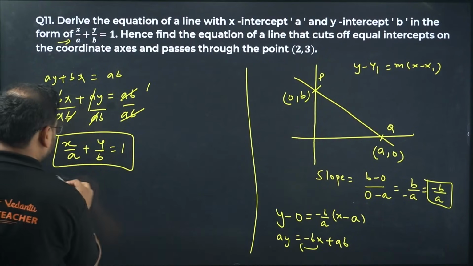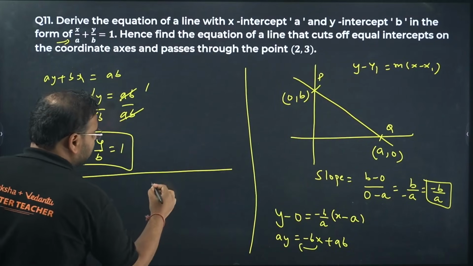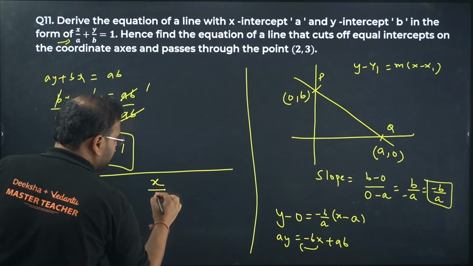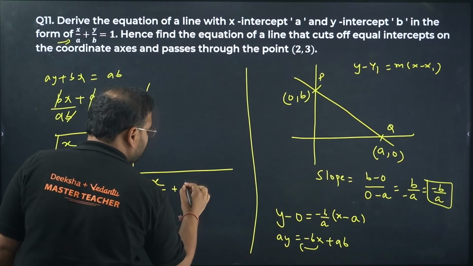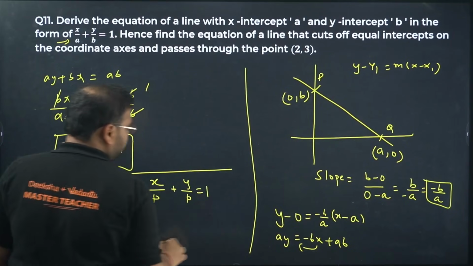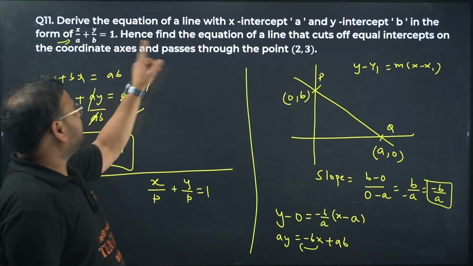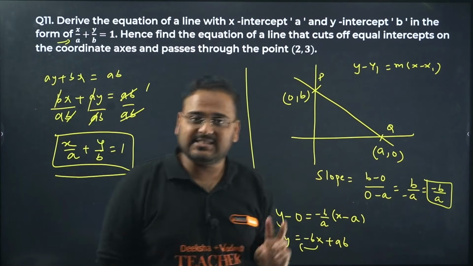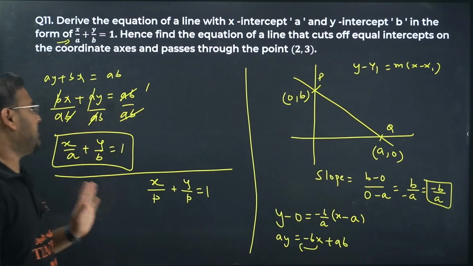Now, hence find the equation of a line that cuts off equal intercepts. First part is done. Saying equal intercept means let's call the intercept P. So x intercept is P and also y intercept is P. This is the equation they are saying, right?